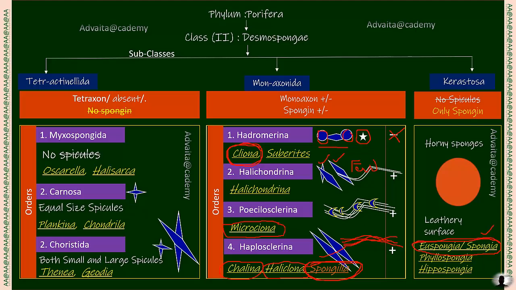Now come to order. Only large spicules are present and they are found in fresh water, and there is a lot of spongine fiber. That's why we place the animal in order Haplosclerina, and genus Spongilla. Wherever you are writing genus, you must underline it. In this way, you can write the classification of the animal that is given as a museum specimen.